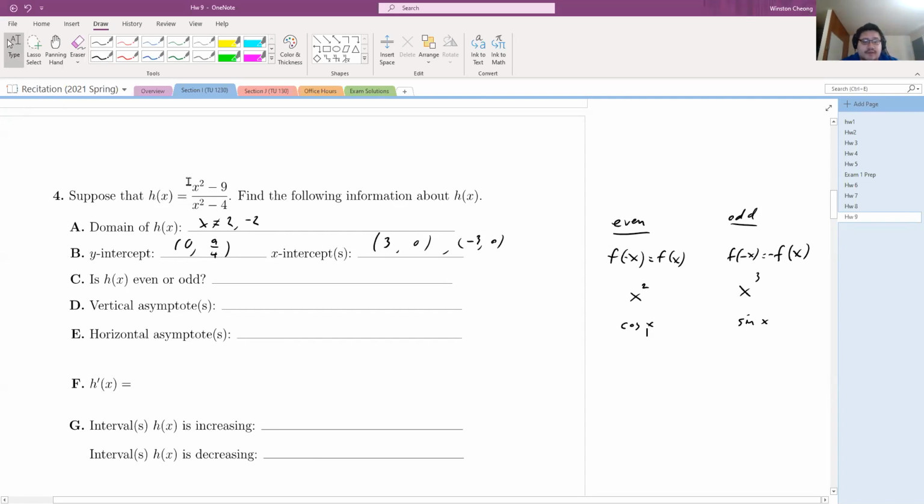And so for this, what you see is that the negative x is going to get squared immediately. So that's going to make the negative disappear. And so you end up back where you started. So this function is actually even.